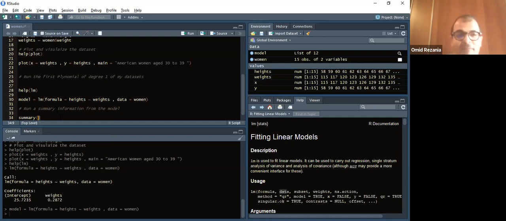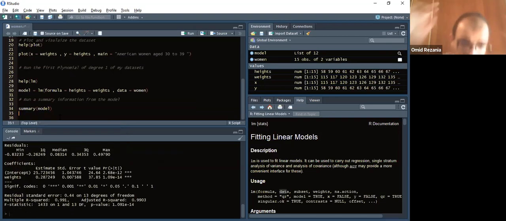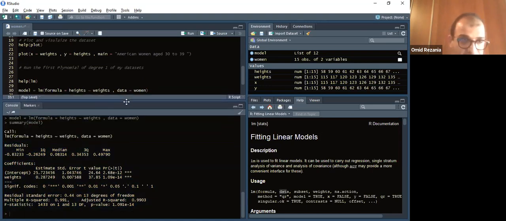With the summary, I put my name there, Omid, for example. But for your case, it's going to be the model, because we are going to extract the summary of all the information which is encapsulated and captured inside the linear model which you created about the women's height and weight. Then I put summary, parentheses, and inside I put the name of the object which describes this model, control enter. And there it is.